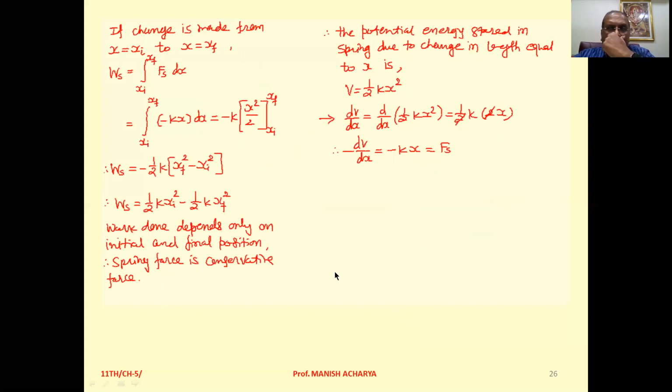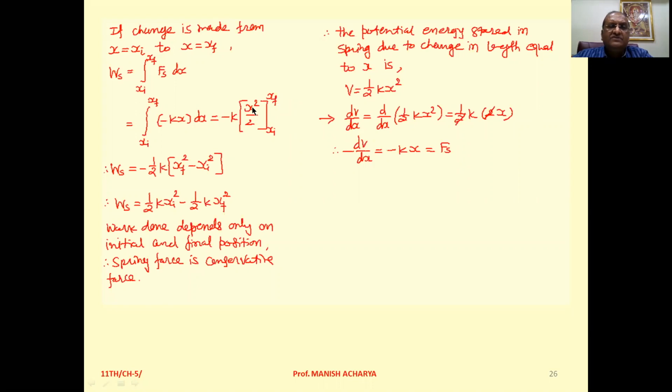Now see here. Suppose the change is made in the length of the spring from x equal to xi to x equal to xf. Then the work done by spring force is the integral from xi to xf of fs dx. Earlier we took limits 0 to x, here we take limits xi to xf. Often x1 to x2 is also taken, right? And our answer will again be the same, minus kx square by 2. But now the limits, instead of 0 to x, are xi to xf.